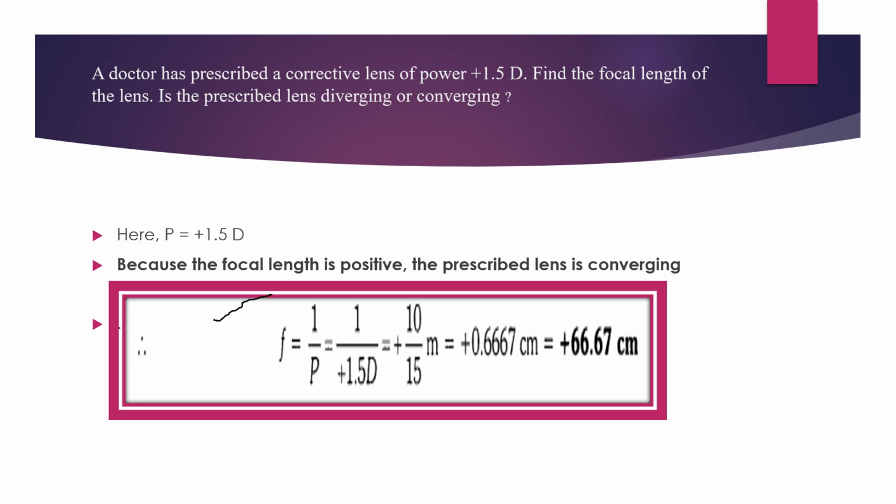So this is your easy problem. When the power of the lens is given, you can easily find the focal length. But when the focal length is given, you can easily find the power of the lens. If the focal length is increased, your power of lens will be decreased. If your power of lens is decreased, your focal length will increase. That is vice versa. They are both inversely proportional to each other.